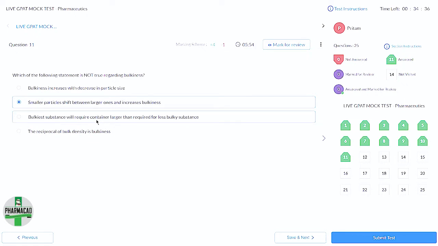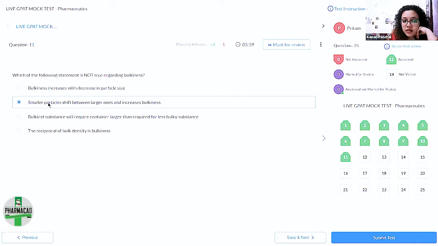The more correct I feel is this, B. Because I feel this is very much logical that smaller particles will definitely shift between the larger particles, and they will shift between the larger particles and it will decrease the bulkiness.